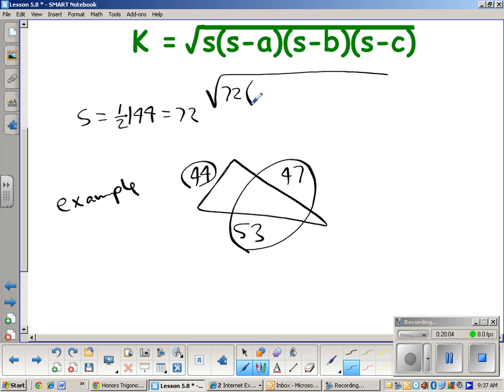And so we go square root of 72 times... What's 72 minus 44? Right here, 72 minus 44. 28. What's 72 minus 47? 45? Oh, yeah, thanks. And 72 minus 53? 19.